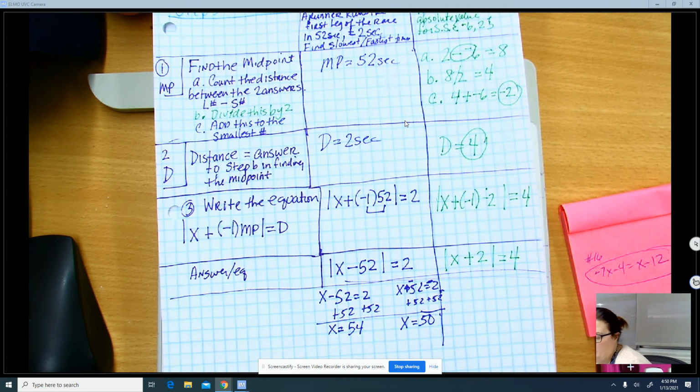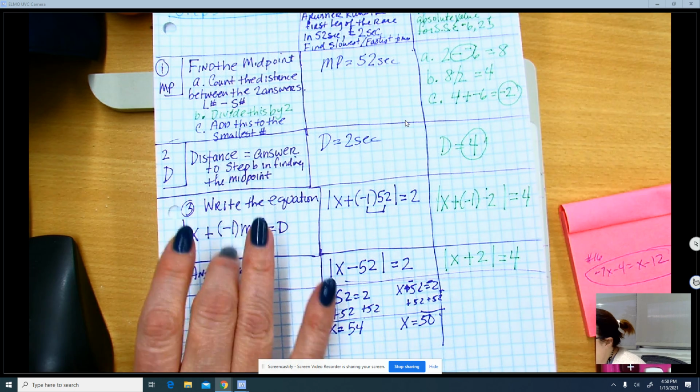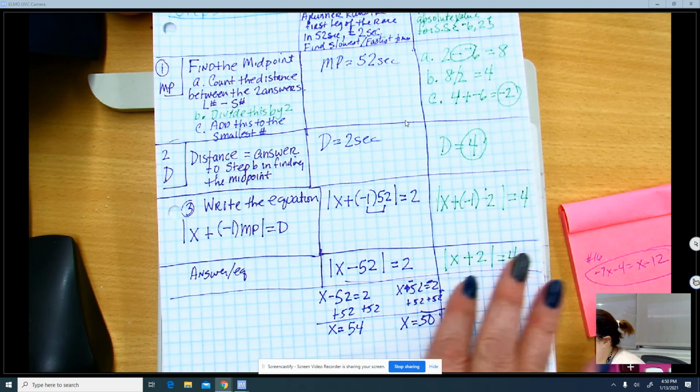And that is how you write absolute value equations. It's pretty straightforward. You're finding two things, you have steps and formulas to do that, and then you're putting it in the absolute value.